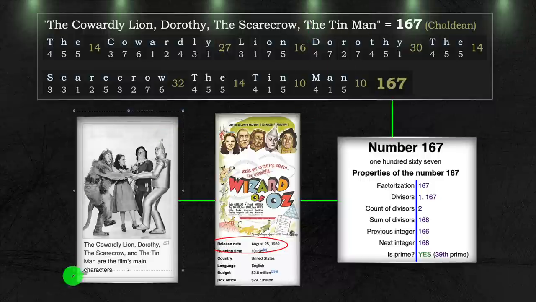There they are, the 4 of them. It's 167. And it's not just any number. It's the frickin' 39th prime number. What year did this movie come out?